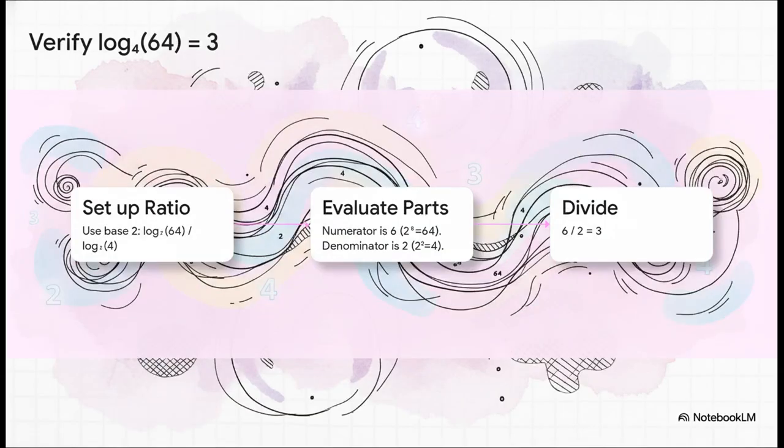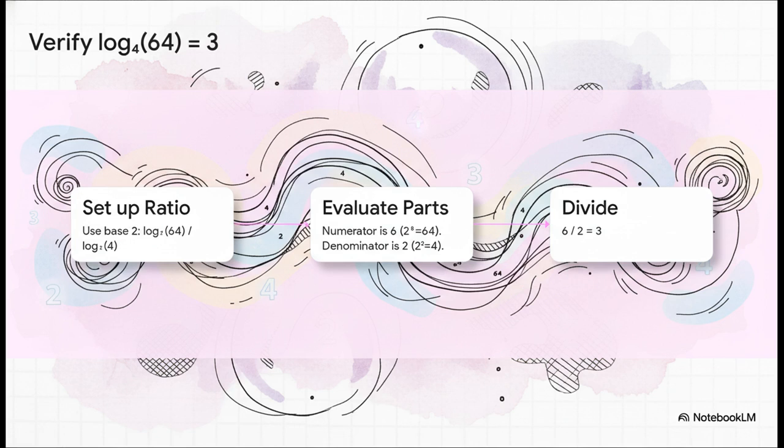We all know that 4 to the power of 3 is 64, so log base 4 of 64 has to be 3. Let's see if the formula agrees. And just for fun, to show how flexible this is, let's convert to base 2 this time instead of base e. So we write it as log base 2 of 64 on top over log base 2 of 4 on the bottom. Well, we know 2 to the 6th power is 64, so the top is 6.